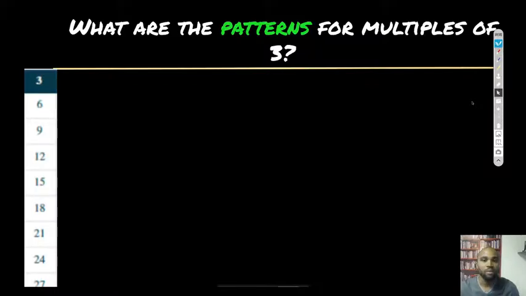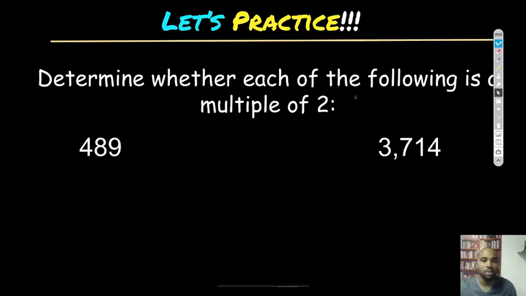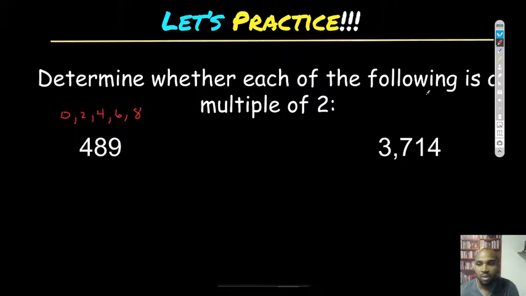So let's see if we can practice a little bit. Let's determine whether each of the following is a multiple of 2. Well, in order to be a multiple of 2, remember that we have to have the last number be equal to what? It has to be equal to 0, 2, 4, 6, or 8. Do I have an ending on this number that's one of those? No, I don't. So I'm going to have to say, no, it is not.